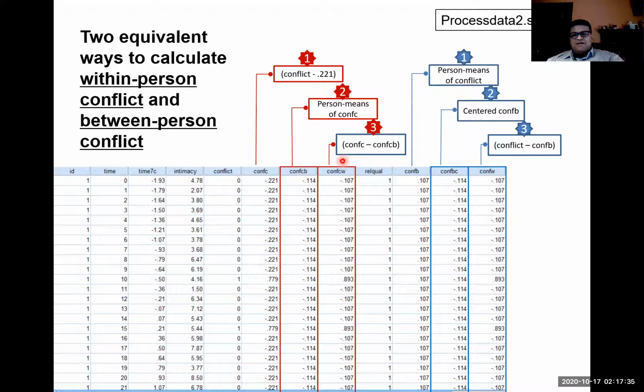If those associations are not the same, or if they happen to have different signs, then the coefficient we get for the single conflict variable is going to be biased. It's going to confound within and between person variability in conflict. So we're separating this out so that between can have its own effect and within can have its own effect.